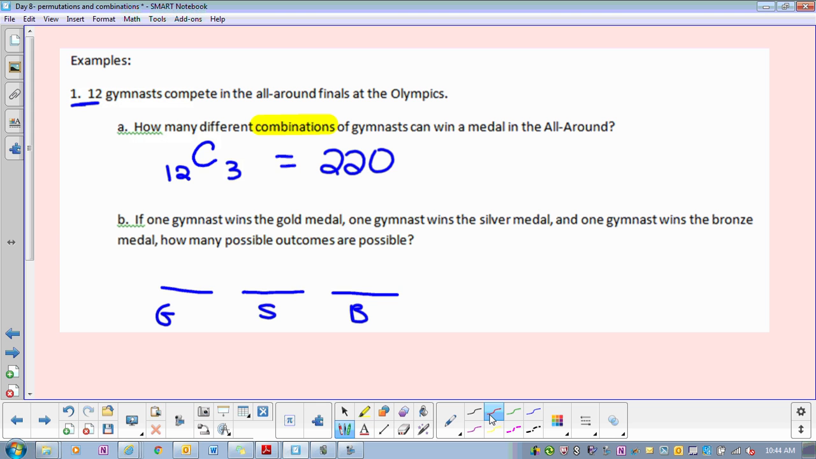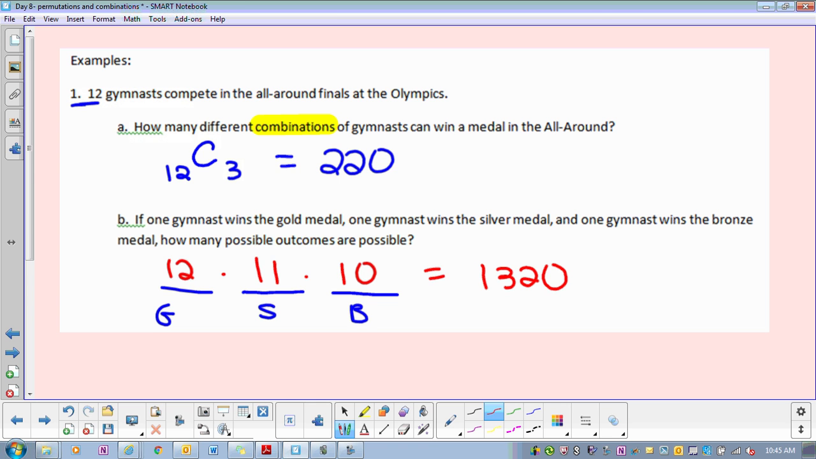How many gymnasts are competing for the gold? 12, right? Because they're a total of 12. So they said that one gymnast wins that gold. So if one of those gymnasts from the 12 won the gold, then how many are competing now for the silver? 11. So if you have one person that won the gold and the silver, then how many are competing now for the bronze? 10. So there you go. 12 times 11 times 10. What do you get?